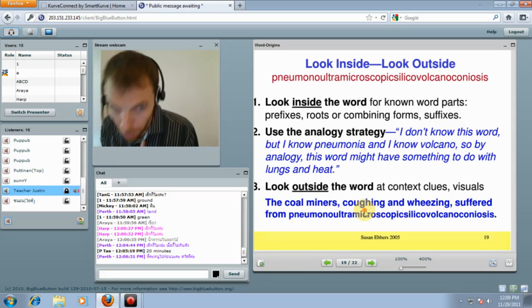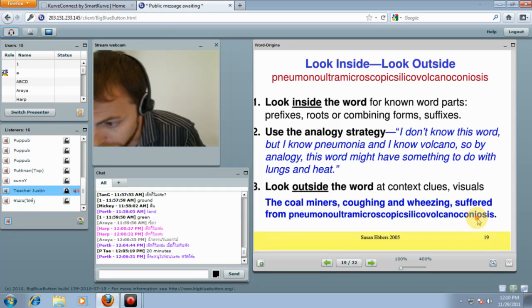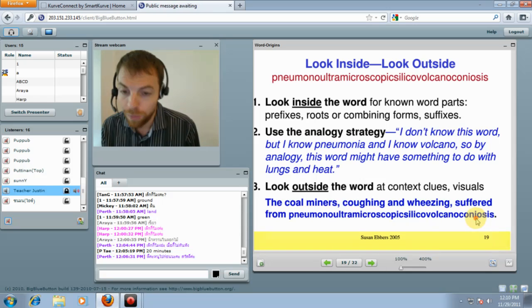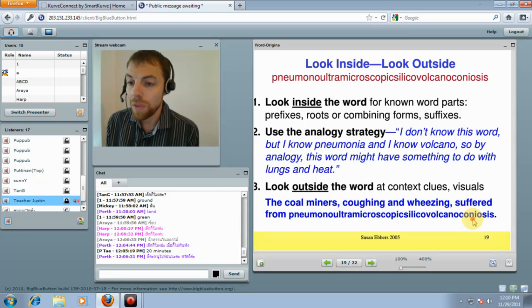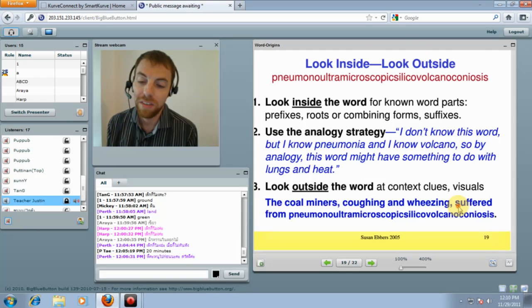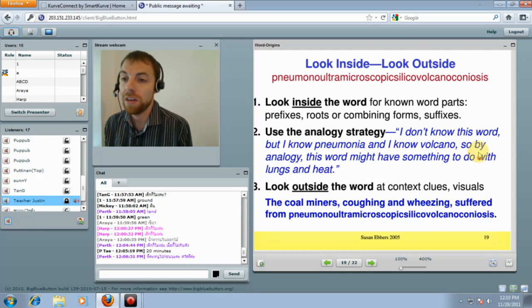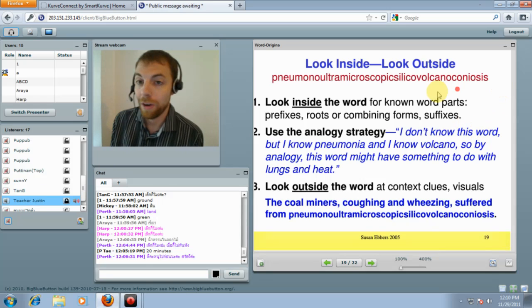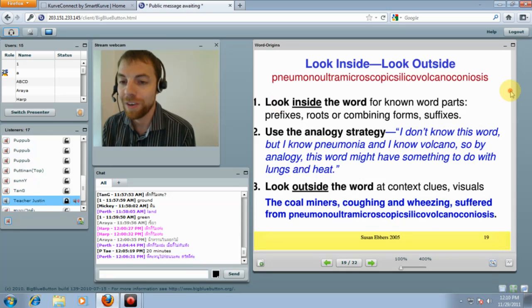wheezing, and they're suffering, which means they have something wrong with them. They're sick. So these clues and knowing the root word, if you combine this, looking inside and outside, it can always help you find the meaning of a new or very long, strange word.